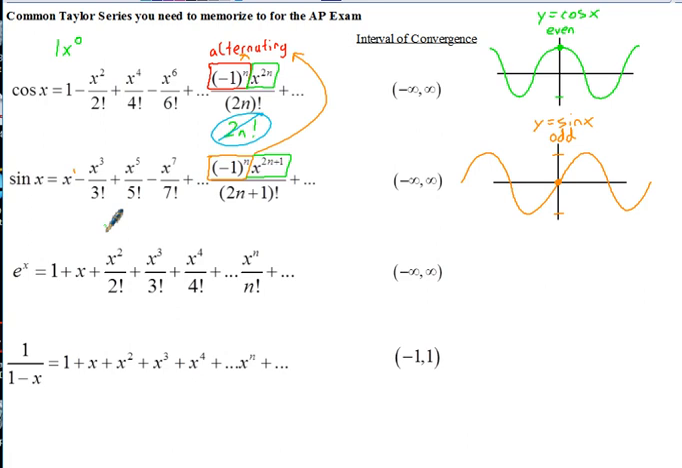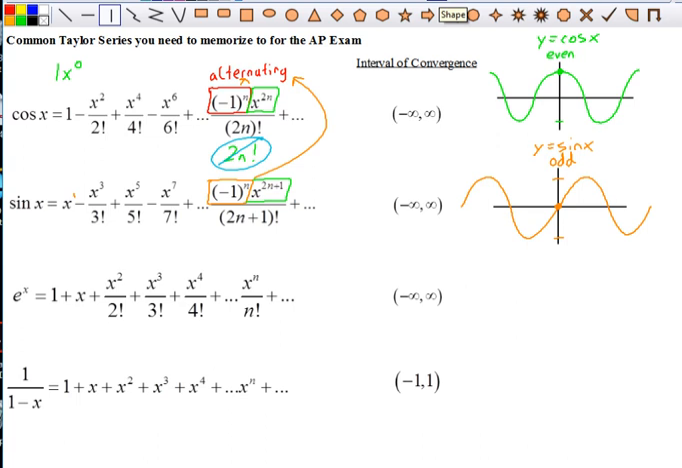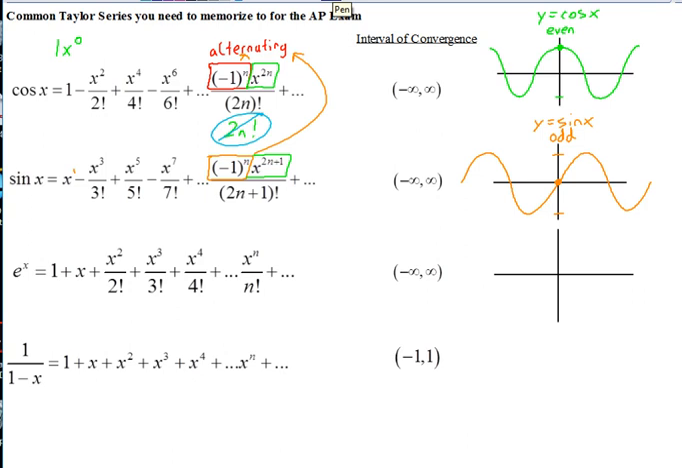And then, the next one we see is e to the x. Again, notice all these first three converge from negative infinity to infinity. Again, if we think about the graph of e to the x, that can help us remember its Maclaurin series. Well, e to the x, remember when you substitute in 0, is 1. So y equals e to the x looks like this.